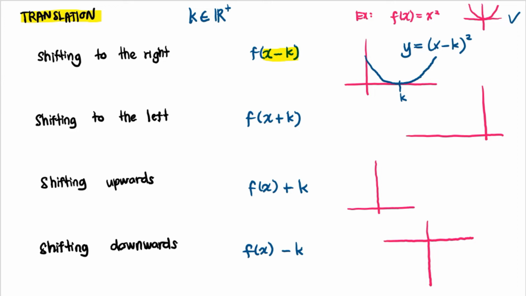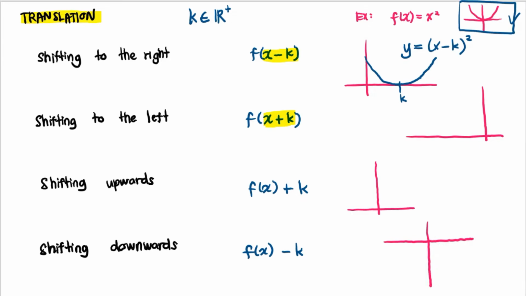But if we shift the graph by k units to the left, we'll have f(x plus k). This is the original graph, f(x) equal to x squared, and then we shift it to the left, so we have something like this. This is actually a negative k, because k is a positive number. We shift to the left side, so we have f(x plus k). The graph is given by y equals (x plus k) squared. Suppose this is the origin here.